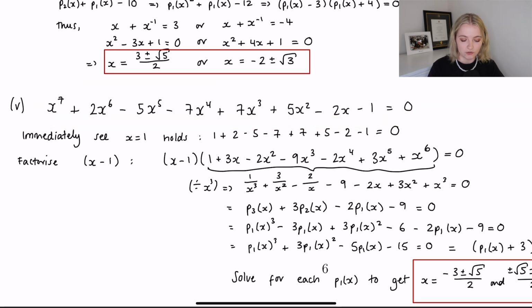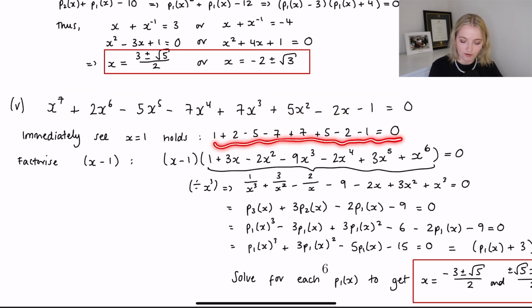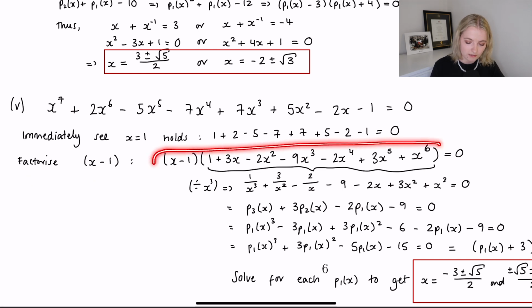Now hopefully you can see straight away that x equals 1 actually holds for this polynomial, and that helps massively because we can factor out x minus 1. But you can try it for yourself, just substitute x equals 1 into here. I've done it here, and yeah, we find that it does equal 0, and so x equals 1 does hold. So we can factorise x minus 1 out, and we find this.